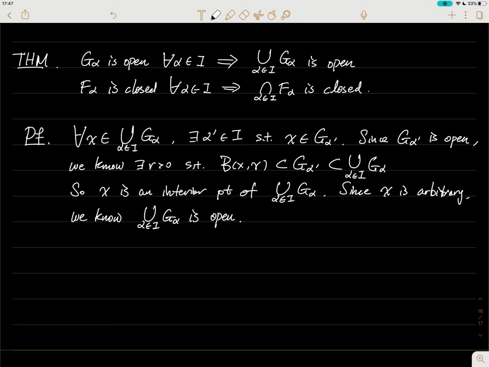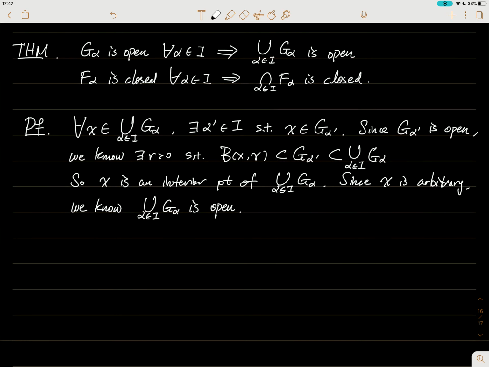Okay, so that's how we showed the first statement. The second statement is rather easy. We just need to apply De Morgan's law. So if the F alpha are closed, that means for every alpha in I, F alpha is closed, then the F alpha complement is open for any alpha.